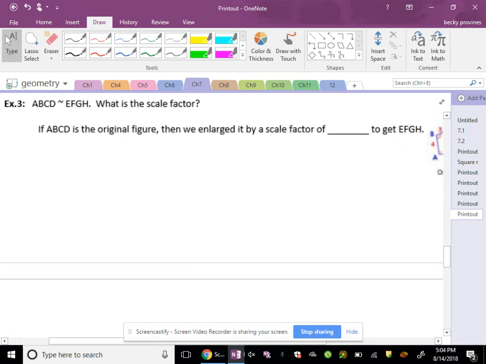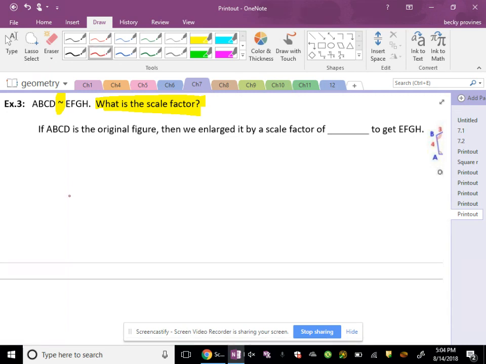What do we know? We know ABCD is similar to EFGH. So things that we know, that means all the corresponding angles are congruent. We know the sides are proportional. We know all of that because they tell you right there they're already similar. So they're asking, hey, what's the scale factor?